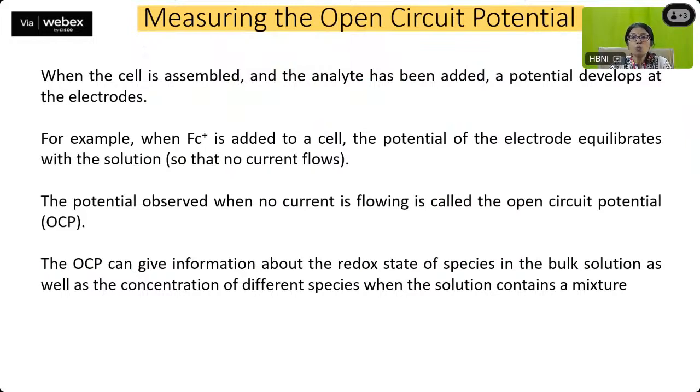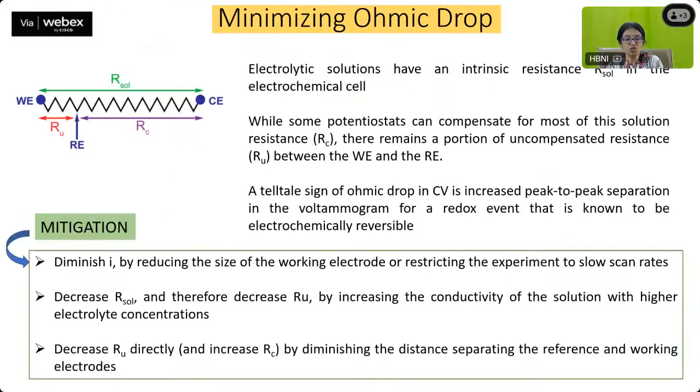how we measure the open circuit potential. So when the cell is assembled and the analyte has been added, a potential develops at the electrodes. For example, when this kind of ferrocenium is added to a cell, the potential of the electrodes equilibrates with the solution, so no current is flowing. The potential observed when no current is flowing is known as open circuit potential or OCP. And this OCP can give information about the redox state of species in the bulk solution as well as the concentration of different species when the solution contains a mixture.